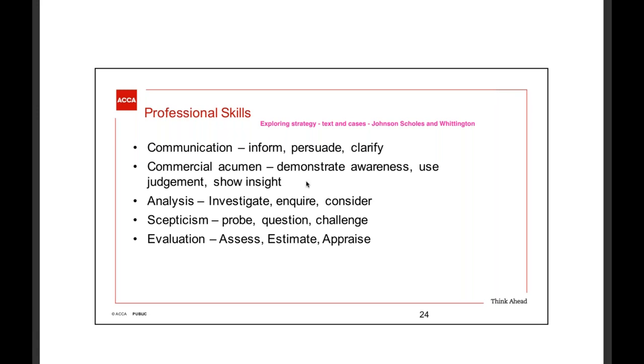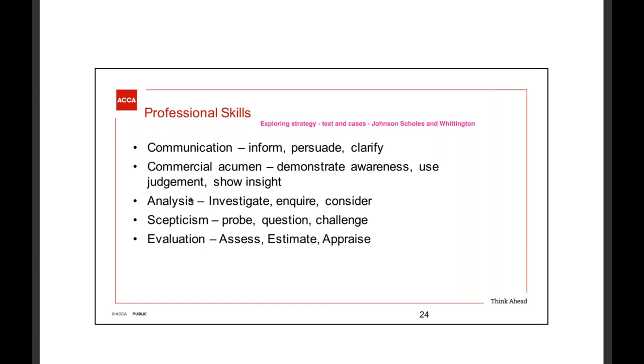So you need to use your judgment on what would be best for them to do within the means that they have. Try not to think of something that is totally beyond their means. This is demonstrating awareness, using your judgment to show the insight, which reflects the commercial acumen.